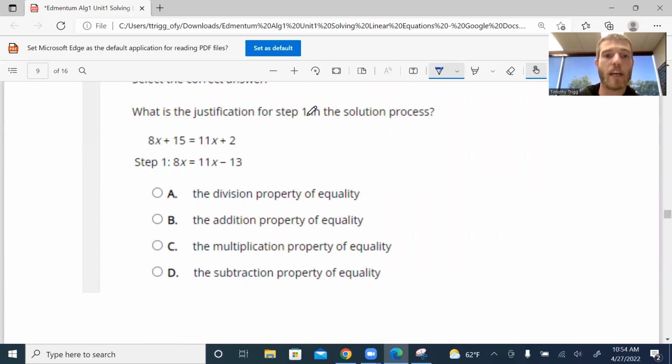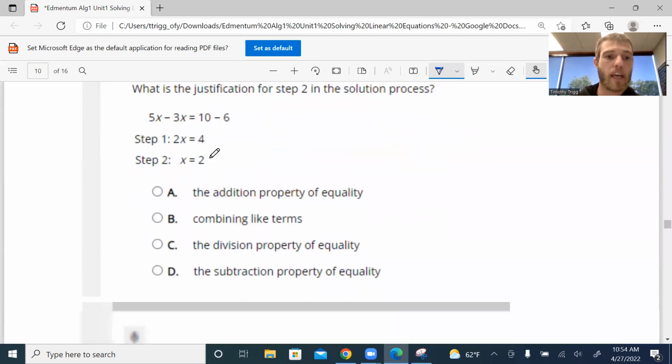Okay, what is the justification for step 1? So we have this equation, then we have step 1 here. So what's the difference between these two equations? You can see this left side originally has 8x plus 15, but here the 15 is gone. So you can see they subtracted 15 on both sides of the equation. Okay, so which property is that?